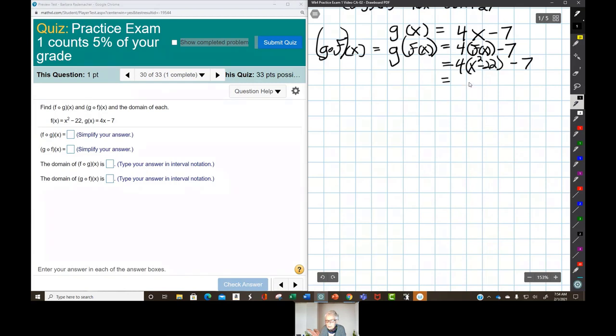So I'll have 4 times x squared is 4x squared, and 4 times the minus 22 is minus 88, and then minus 7. I can combine these because they're both constant terms. So 4x squared minus 95 should be the answer to what g of f of x is. So now let's put them in and see.